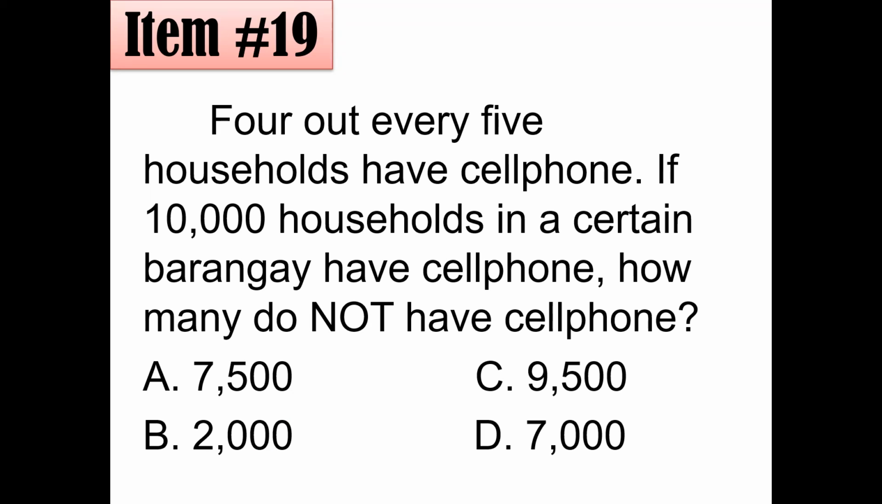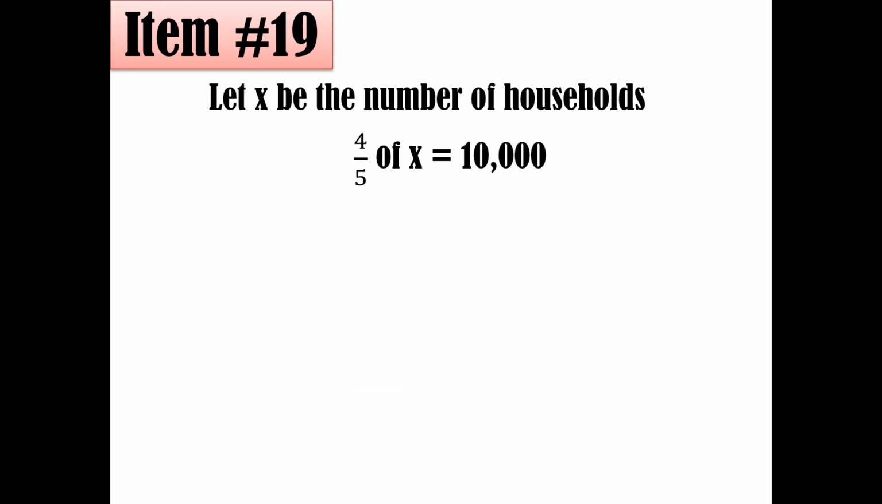Letter E daw. Wala raw tamang sagot dyan. Okay, let's see po. If we let X be the number of households, it's stated in the problem that 4/5 of the total number of households have cell phones, and it's known to be 10,000 of them. So 4/5 of X is 10,000. That becomes 4/5 times x equals 10,000.